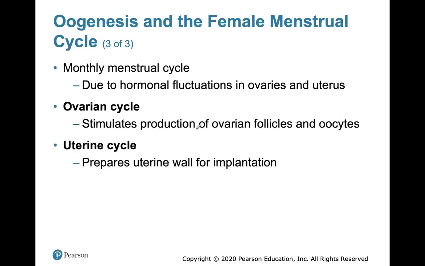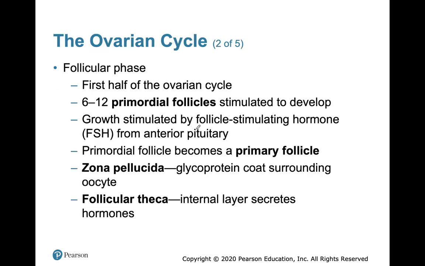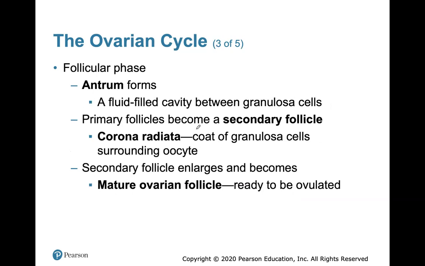So we have the monthly menstrual cycle due to hormonal fluctuations in your ovaries and uterus, the ovarian cycle, which stimulates the production of ovarian follicles and oocytes, and then the uterine cycle, which prepares the uterine wall for implantation. The ovarian cycle has these 3 successive phases. The follicular phase is when 6 to 12 primordial follicles start to develop due to follicle stimulating hormone being released from the anterior pituitary. The follicular phase, we have more things going on.